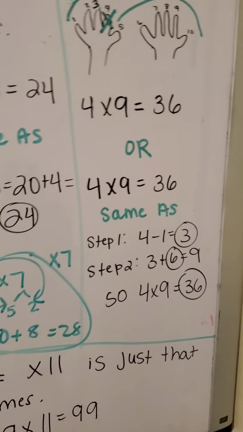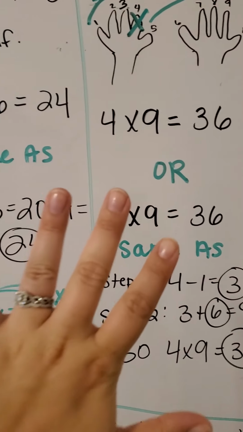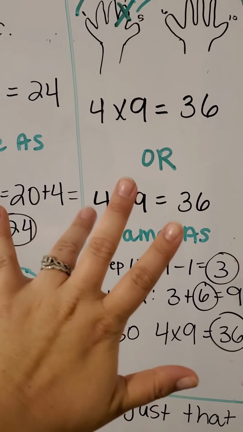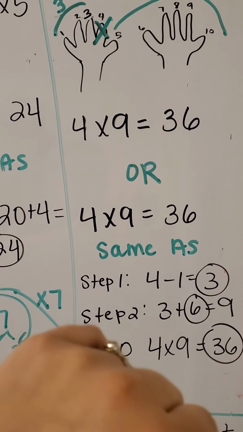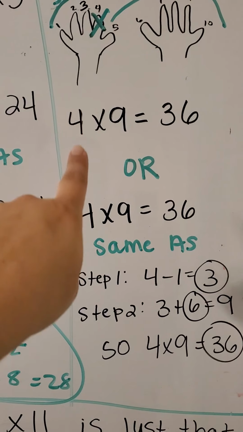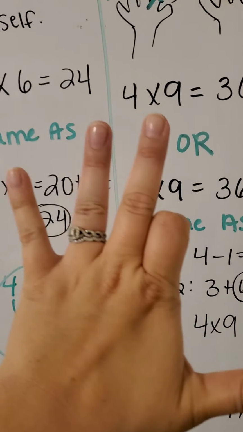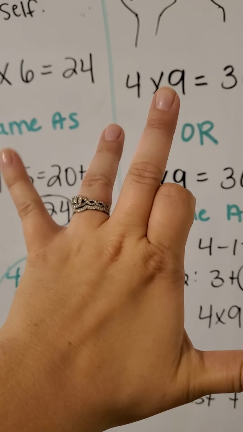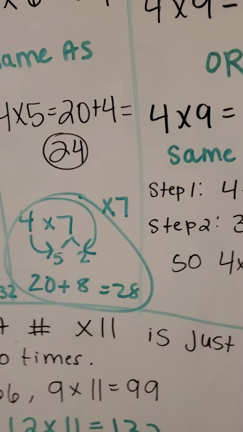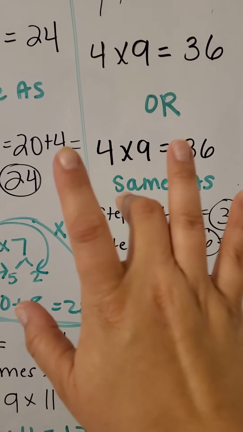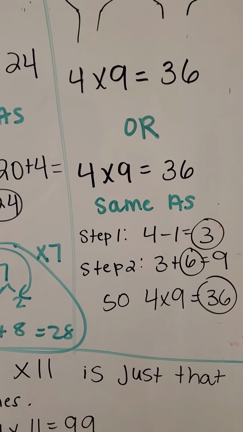All right, on your 9s. So we have a couple different tricks here. You have your finger trick where you put both hands out in front of you and you count over. So the example that I did was 4 times 9. So that means that I'm going to count over to my 4th finger. So 1, 2, 3, 4, and that 4th finger goes down. So I have 1, 2, 3 fingers in front, and then I have 1, 2, 3, 4, 5, 6 behind it. So my answer would be 36.